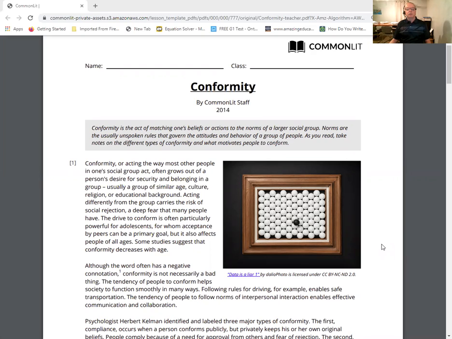Conformity, or acting the way most people in one social group act, often grows out of a person's desire for security and belonging in a group, usually a group of similar age, culture, religion, or educational background. Acting differently from the group carries the risk of social rejection, a deep fear that many people have. The drive to conform is often particularly powerful for adolescents, for whom acceptance by peers can be a primary goal. But it also affects people of all ages. Some studies suggest that conformity decreases with age.